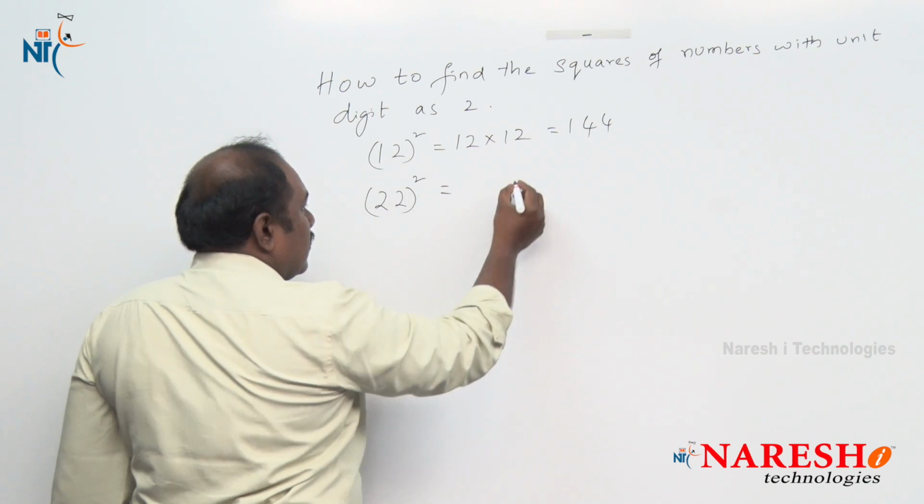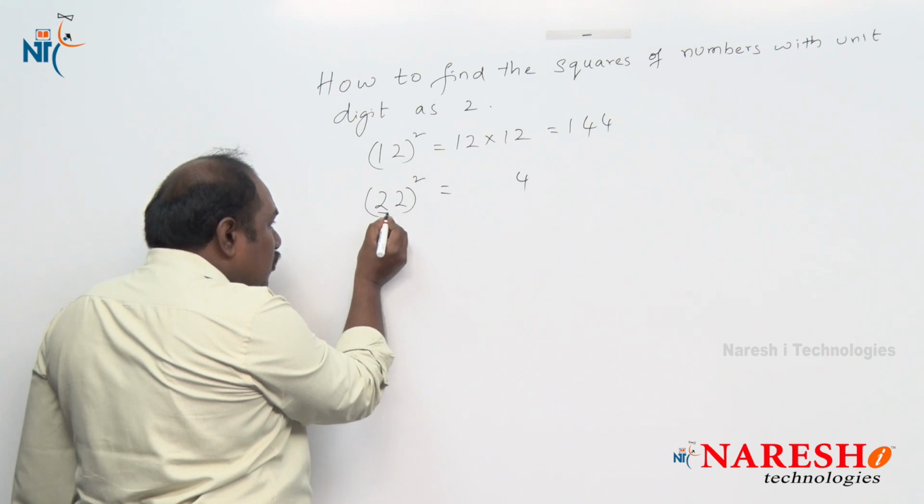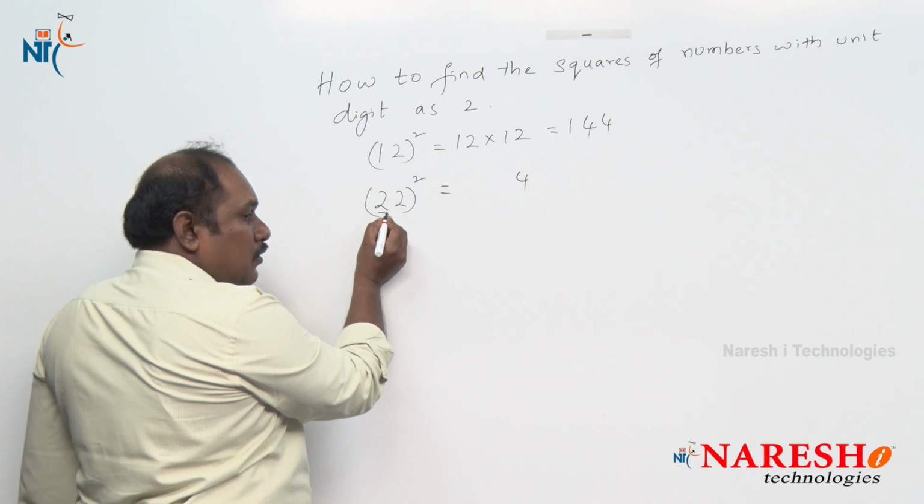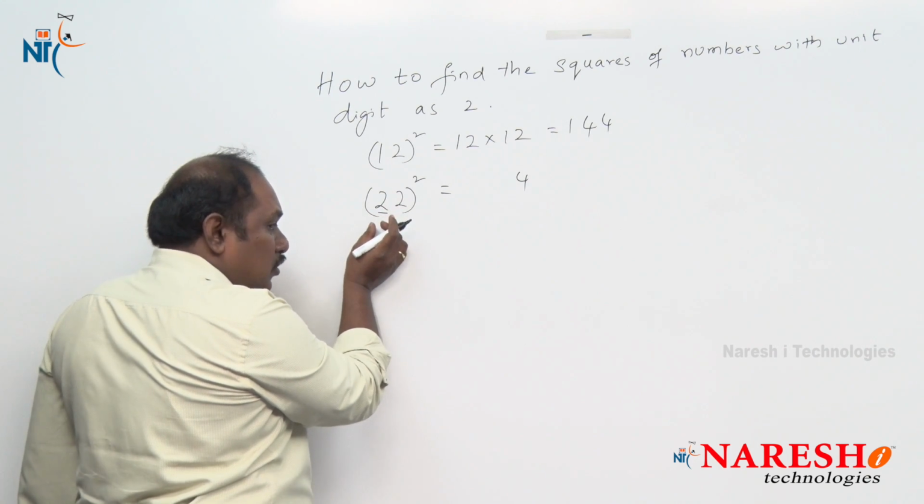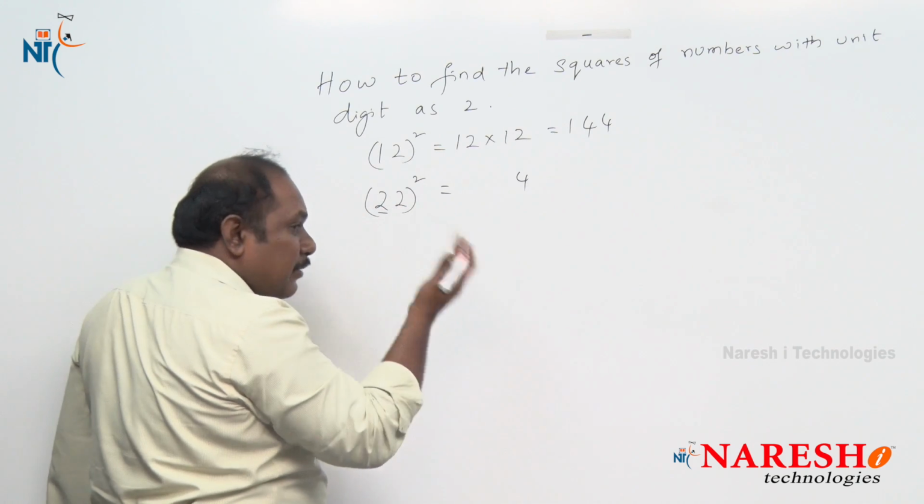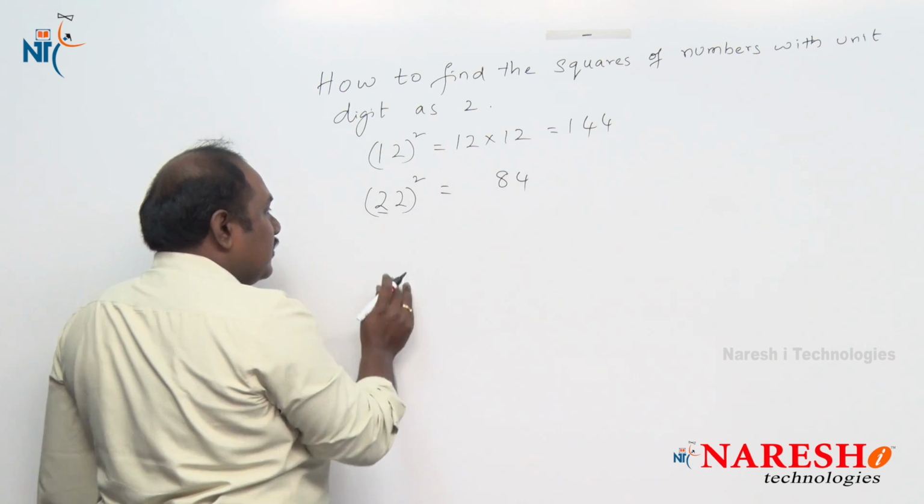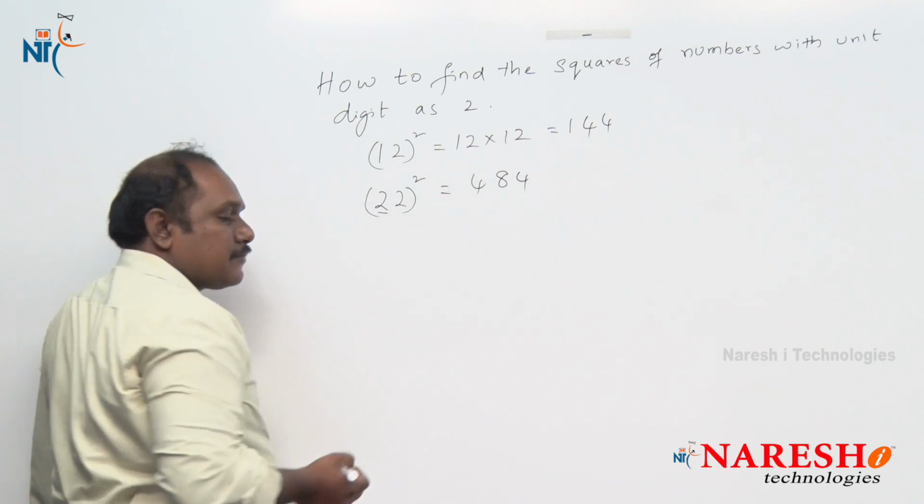2 square is 4. The number before 2 is 2. Double it and again double it. That is, make it 4 times. 8. 2 square is 4.